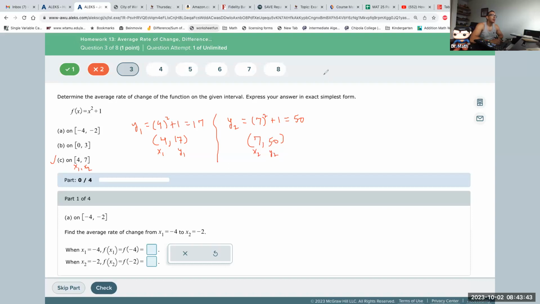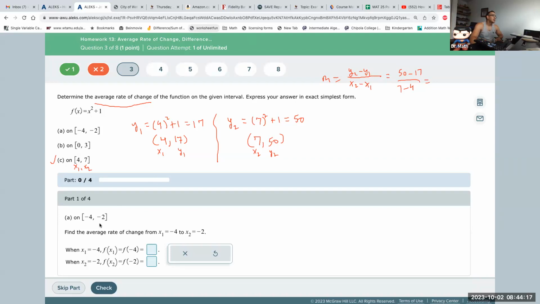And remember our formula for slope, because whenever they ask you for an average rate of change, I want you to think about, all they want is a slope. So you do y2 minus y1 over x2 minus x1. And so you end up with 50 minus 17 all over 7 minus 4. All right, and then we just go ahead and do that math. All right, so that's what you're going to be doing for these problems.